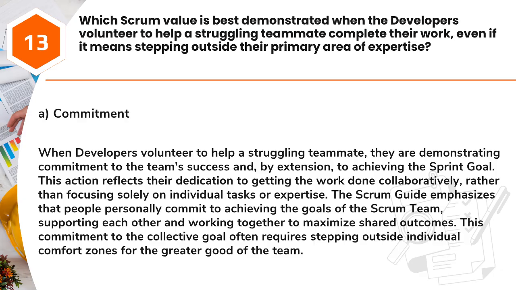Answer: A. Commitment. When developers volunteer to help a struggling teammate, they are demonstrating commitment to the team's success and, by extension, to achieving the sprint goal. This action reflects their dedication to getting the work done collaboratively, rather than focusing solely on individual tasks or expertise. The Scrum Guide emphasizes that people personally commit to achieving the goals of the Scrum team, supporting each other and working together to maximize shared outcomes. This commitment to the collective goal often requires stepping outside individual comfort zones for the greater good of the team.